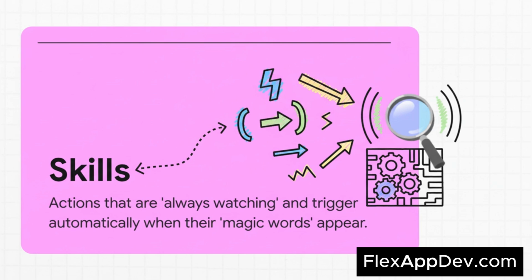Unlike commands, they aren't just sitting there waiting for you. Skills are always watching. They're actively monitoring your conversations or files, and when they spot their magic words, phrases like action items or next steps, they just fire off automatically.